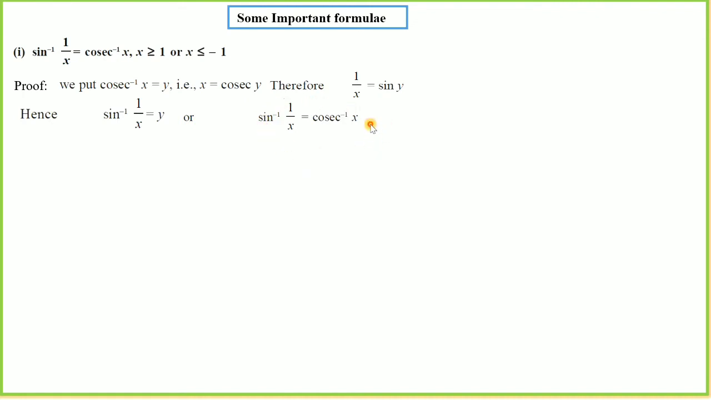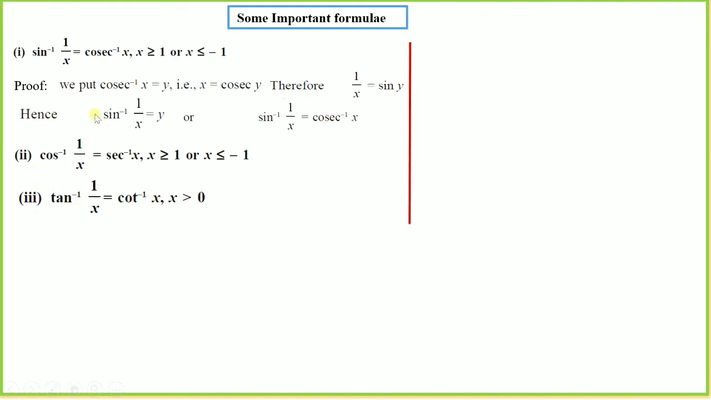Now this is the first formula. Like this you will have 5 more. Next is cos inverse 1 upon x is equal to sec inverse x. You can also derive one more formula from here, that is sec inverse 1 upon x is equal to cos inverse x. They are reciprocals of each other: cos inverse, sec inverse, sine inverse, cosec inverse. The third one is tan inverse 1 upon x is equal to cot inverse x, or cot inverse 1 upon x is equal to tan inverse x.